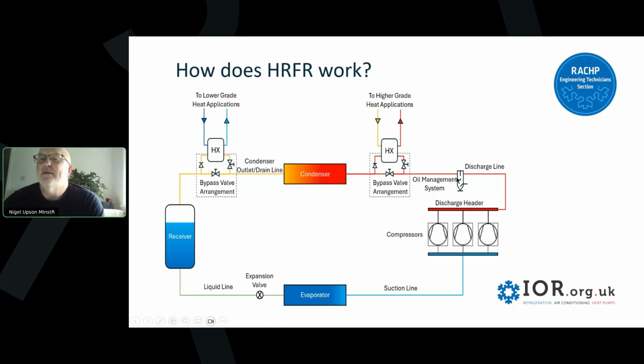It's important to note that the heat recovery should be applied after the oil management system, so that you don't get oil depositing in the heat exchangers. There's also the opportunity to take some more heat after the condenser. Personally, I've never seen or applied this, but it was something that another member of the IOR committee was keen on, so it's in there. But most of the applications are on the hot side of the condenser.